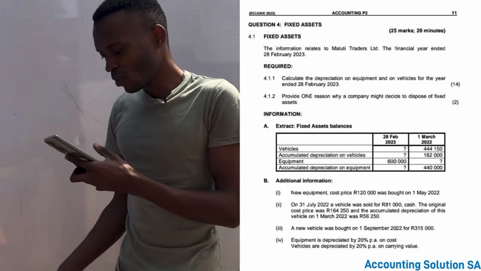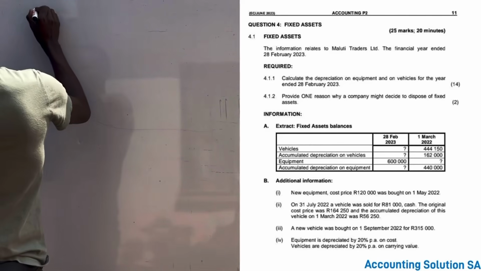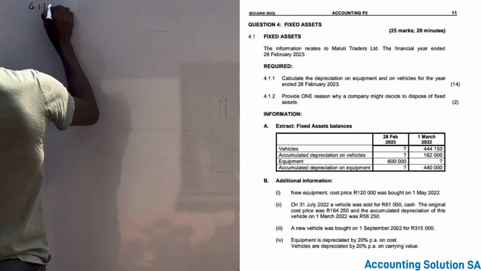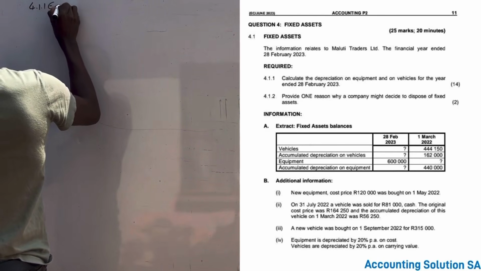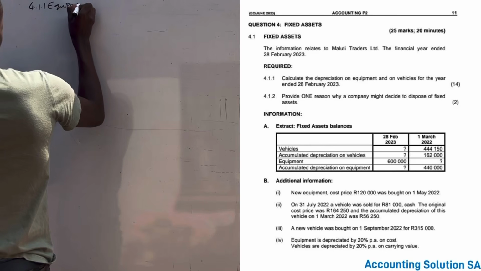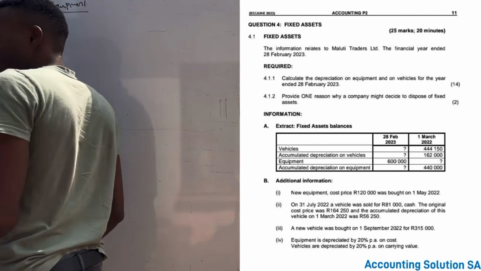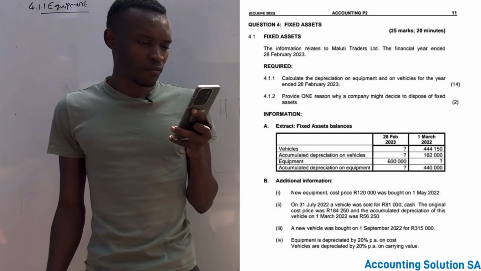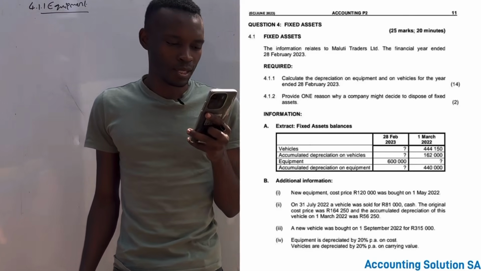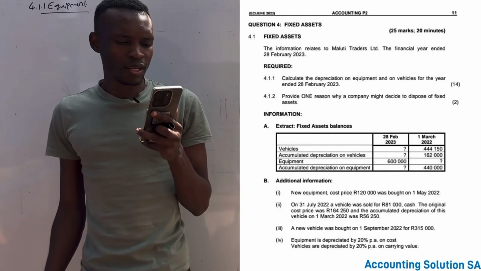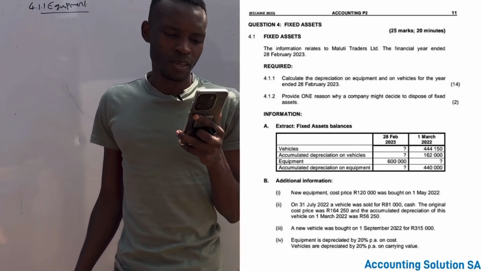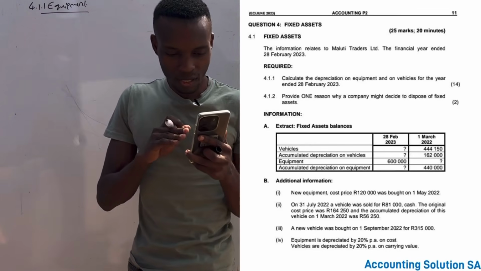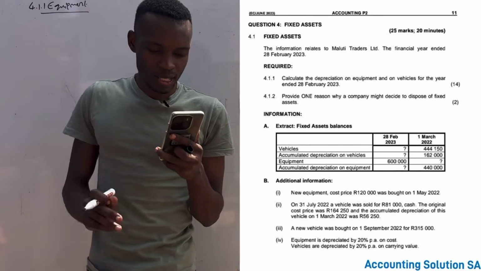Okay, we have to calculate depreciation. Number 1, 4.1.1, we need to calculate depreciation of equipment. Let's break this down. They said that the information is extracted from the fixed assets balance. We have vehicle and the accumulated depreciation of vehicle, equipment, and accumulated depreciation of equipment, and they give us the balance at the beginning and the balance at the end.